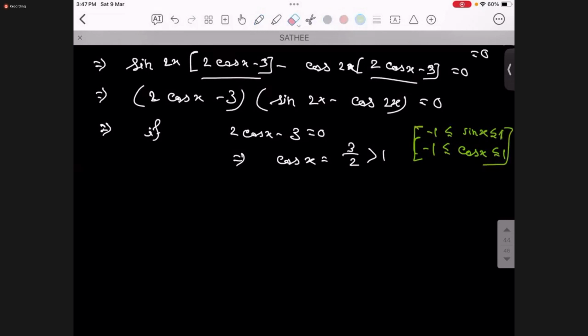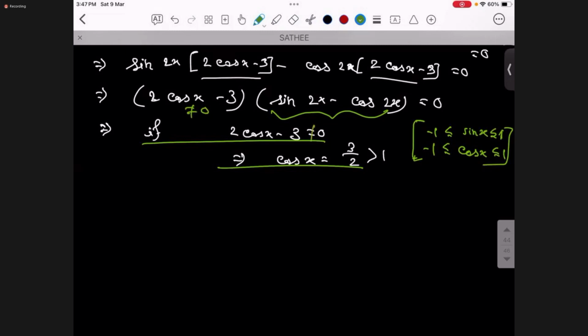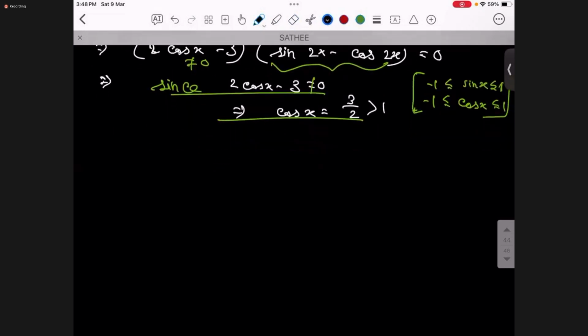Now, by this equality, if we want to get 0 and this term is non-zero, then the other term will be 0, and this term will give us this, which is not fine. We can't say this. So this term obviously will not be equal to 0. This can be 0. Since this term is not equal to 0, therefore we have sin 2x equals cos 2x.